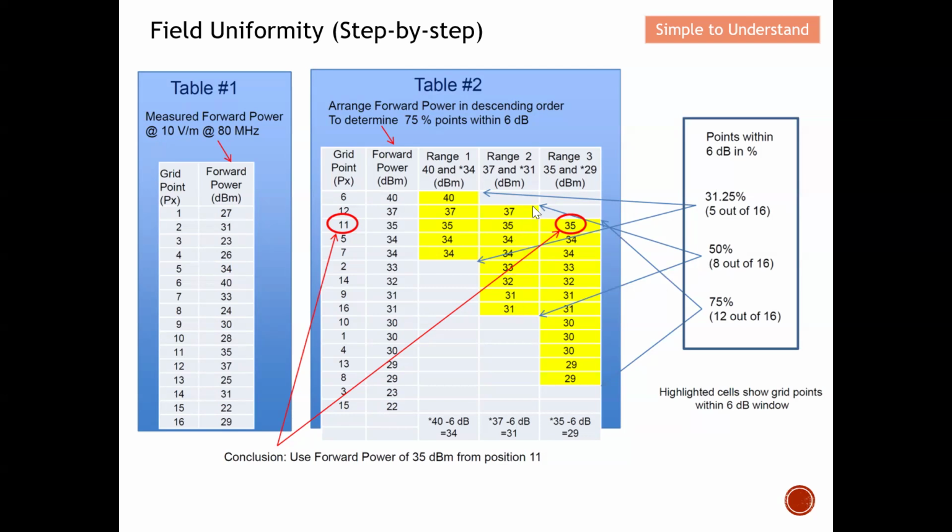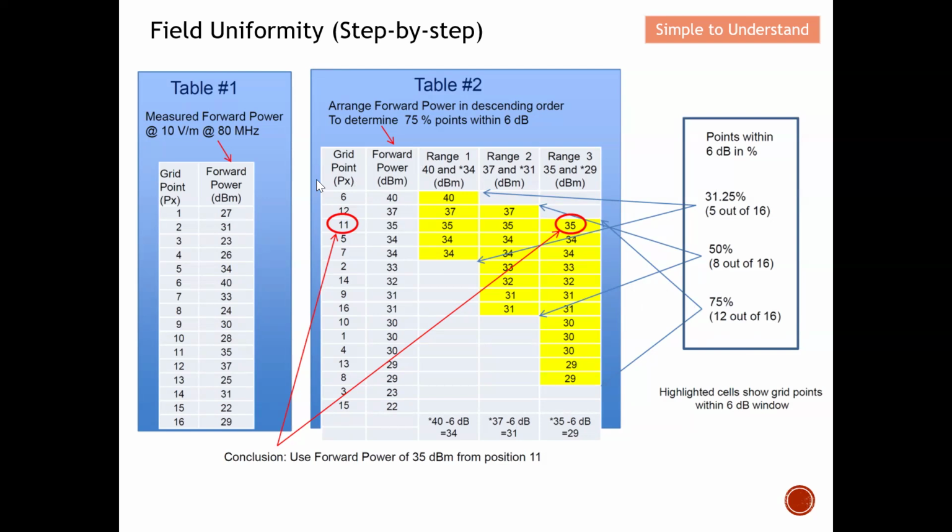Again, I will move on to the next one, which is 35. So 35 minus 6 will be 29. Over here, you can see that I'm able to achieve 12 out of 16. Therefore, I will be able to achieve this 75%. Once I'm able to achieve this 75%, I have quantified the field uniformity. So basically, this is the analysis of field uniformity. We need to achieve 75%.